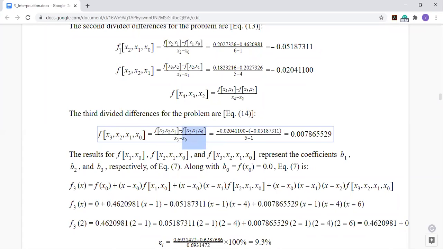So we got this, f of x2, x1, x0. We already have it here, so you just put in the value here. And this is f of x3, x2, x1. So we got it here, and we just put in the values here. Then you have this. So the question says we should fit a third order polynomial.